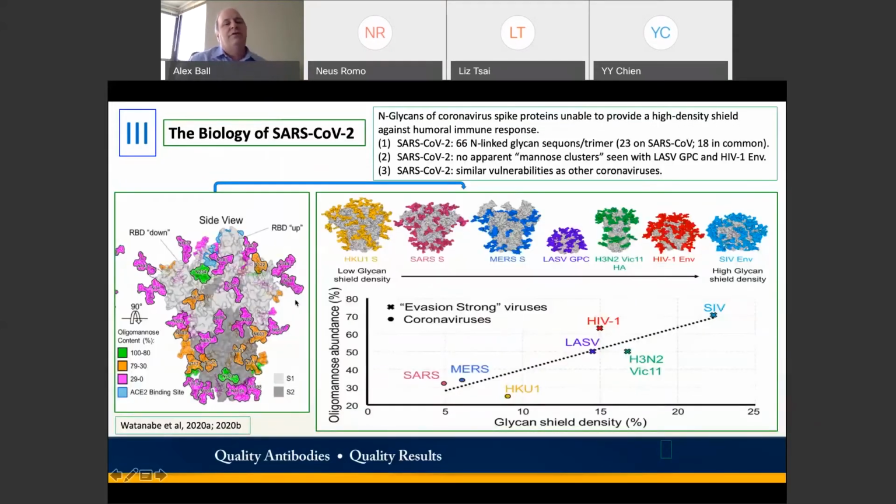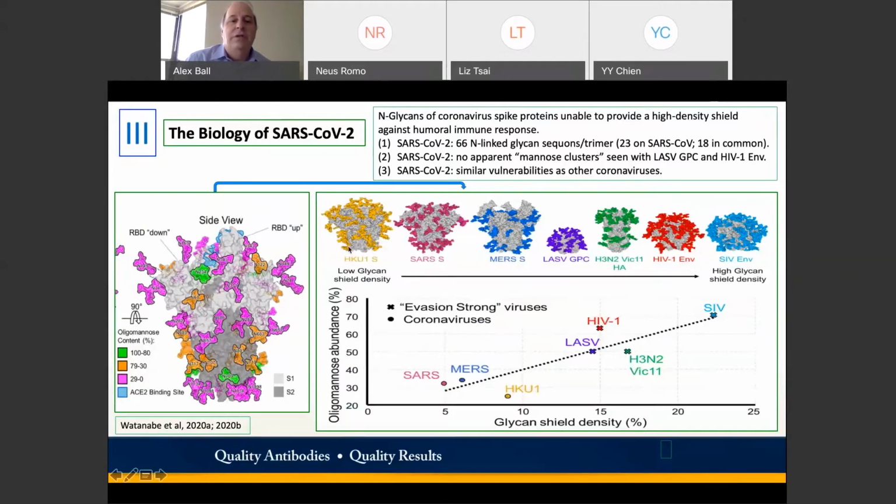To revisit this issue of glycosylation, spike is heavily glycosylated. But what's interesting is that SARS-CoV-2 has 66 N-linked glycan sequons per trimer, so 22 per monomer. There's 23 per monomer on SARS-CoV, so there's 18 it shares with SARS-CoV-2.